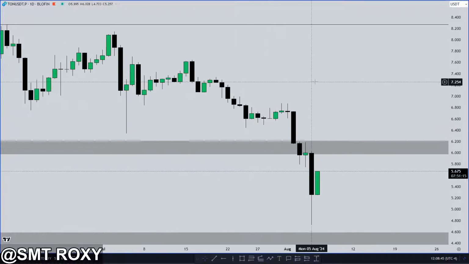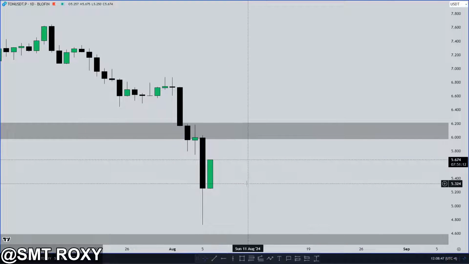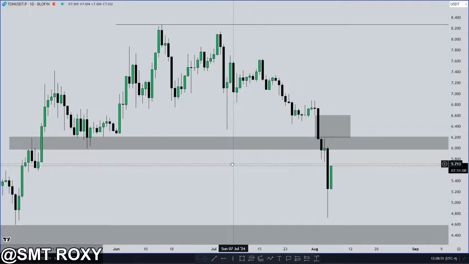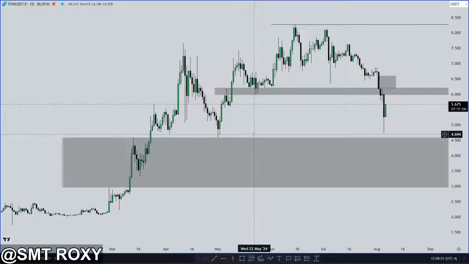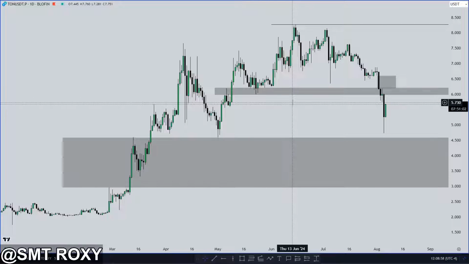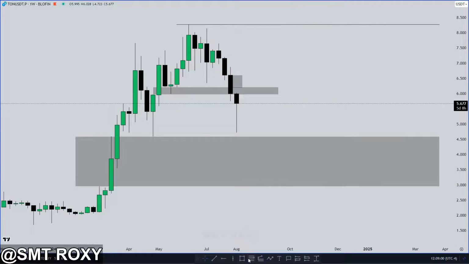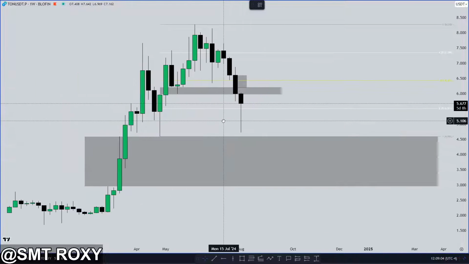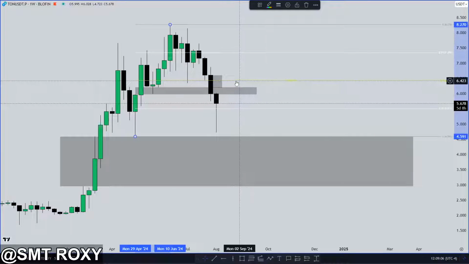So let's go to the daily. On the daily, we do have something here. On the daily, we have a sell side imbalance up here. And honestly, Ton is looking, to me, more inside of a range from this low to this high. Go on the weekly right here. It's looking inside of this range. It's inside of the range. It's not really moving too much out of it.